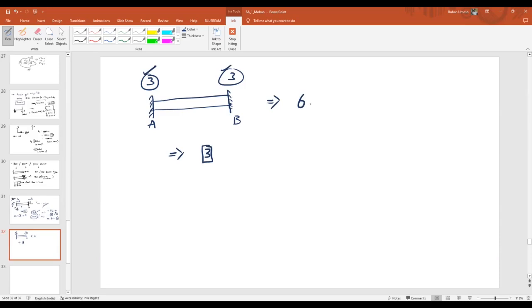So that's why there are a total of 6 unknown forces and, as it is a 2D case, 3 equilibrium equations. So what is the indeterminacy? 3. That means we need 3 extra equations to solve this problem. Okay, is it clear for this case too? Now let me go for another case.